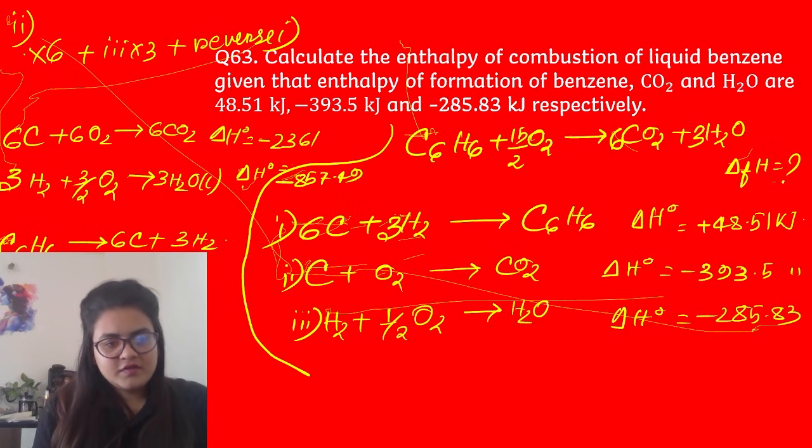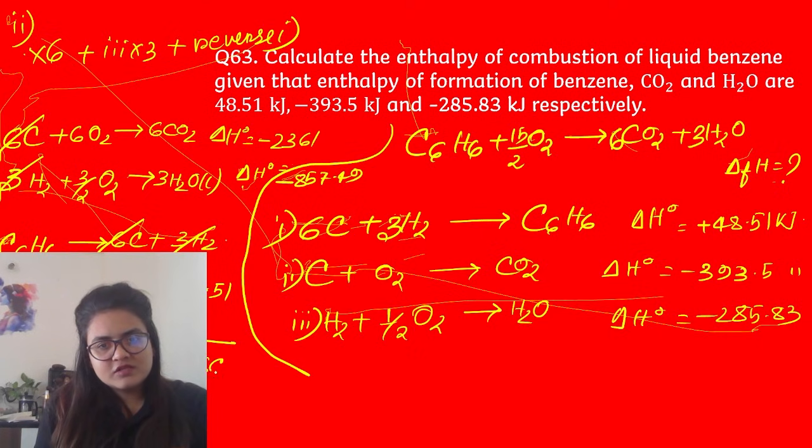Okay, if you are doing the backward reaction, then the enthalpy value will come up to be negative, right? So minus 48.51. Now if you see everything after cancelling out, 6 carbon will be cancelled out, 3H2 will be cancelled out. So you will come up with the first equation, that is C6H6 plus 15 by 2 O2 will give you 6 CO2 plus 3H2.